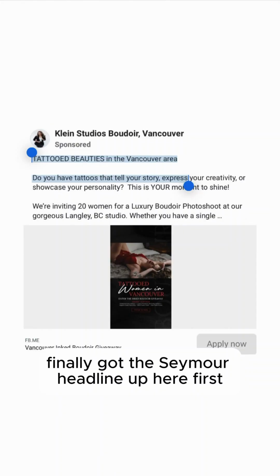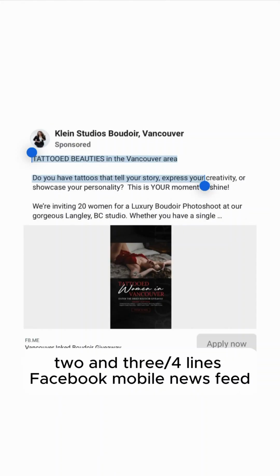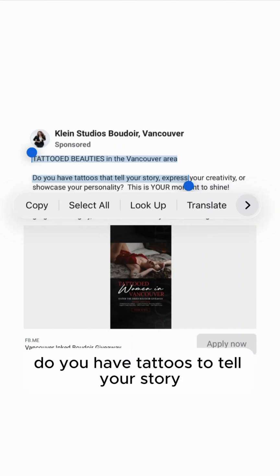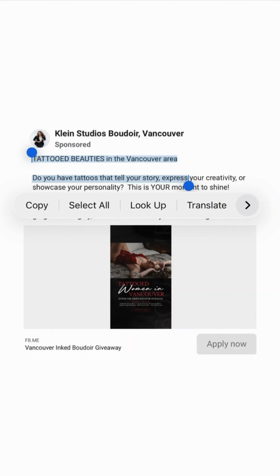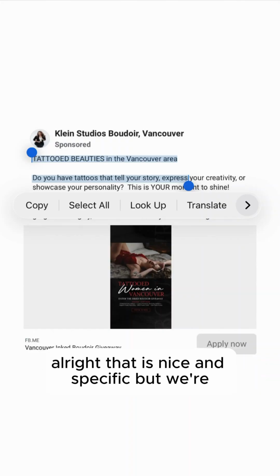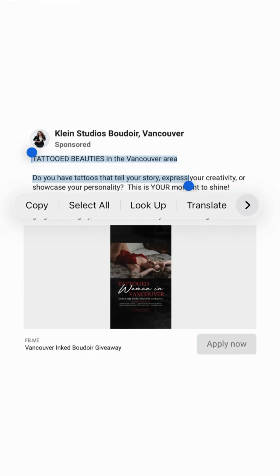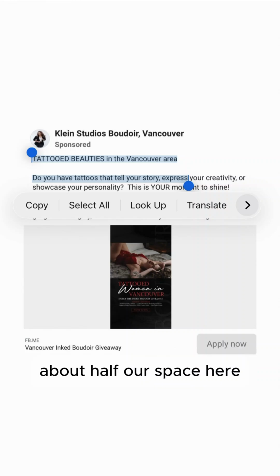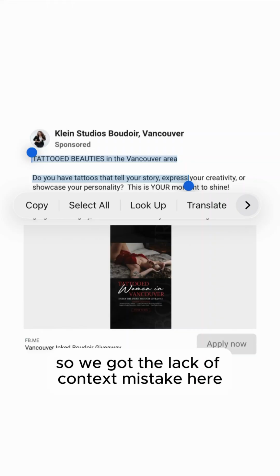Finally, we've got the See More headline up here. First 2 3/4 lines, Facebook mobile news feed. Tattooed beauties in the Vancouver. Do you have tattoos that tell your story? All right, that is nice and specific, but we're literally wasting more than about half our space here because it's blank. So we got the lack of context mistake here.